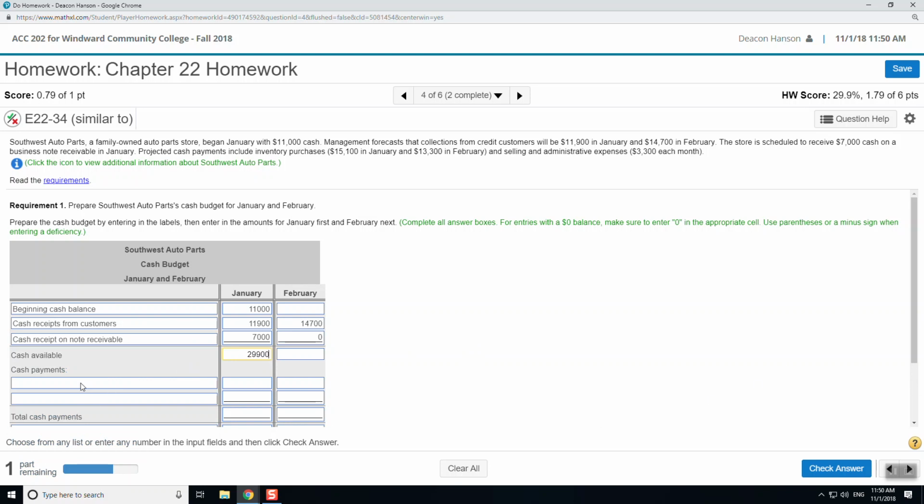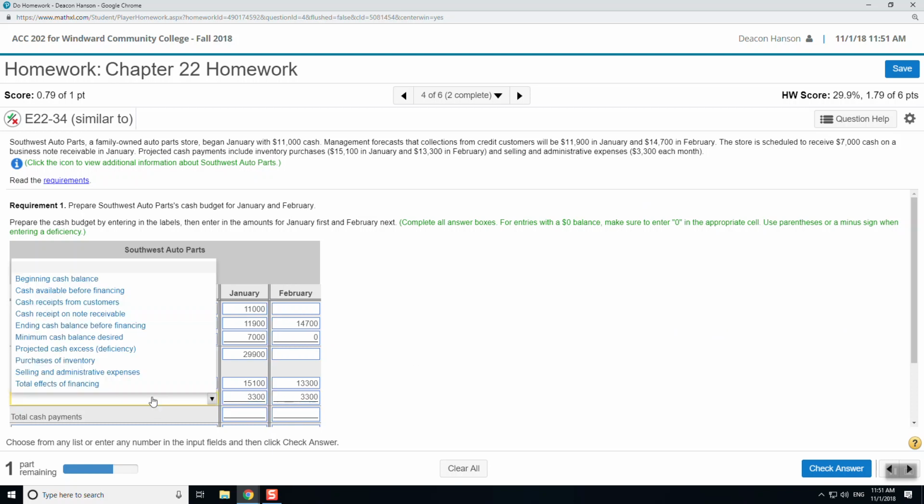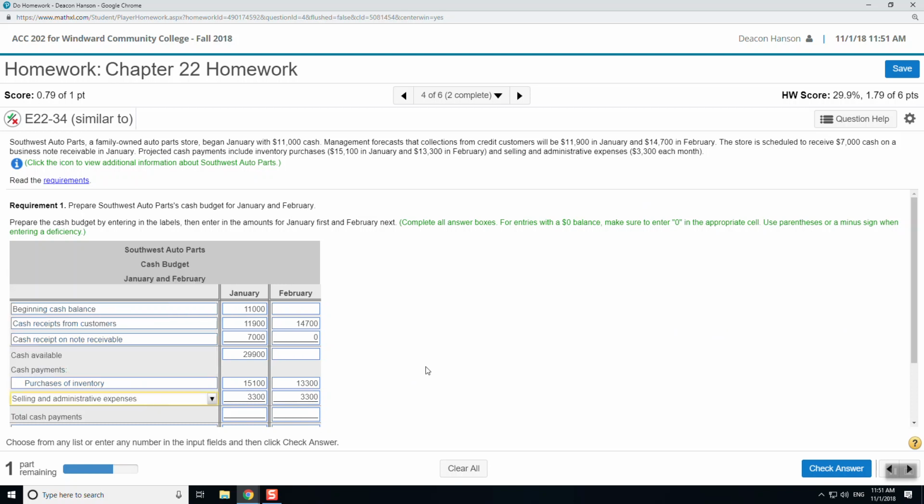And then we do the payments, so there'll be purchases of inventory. And January it's 15,100. February it's 13,300. And then they'll have selling and administrative expenses of 3,300 each month. All from the first paragraph up there. Okay. And then we can add up the payments. So I'll have 18,400 in January. And in February, I'll have 16,600.